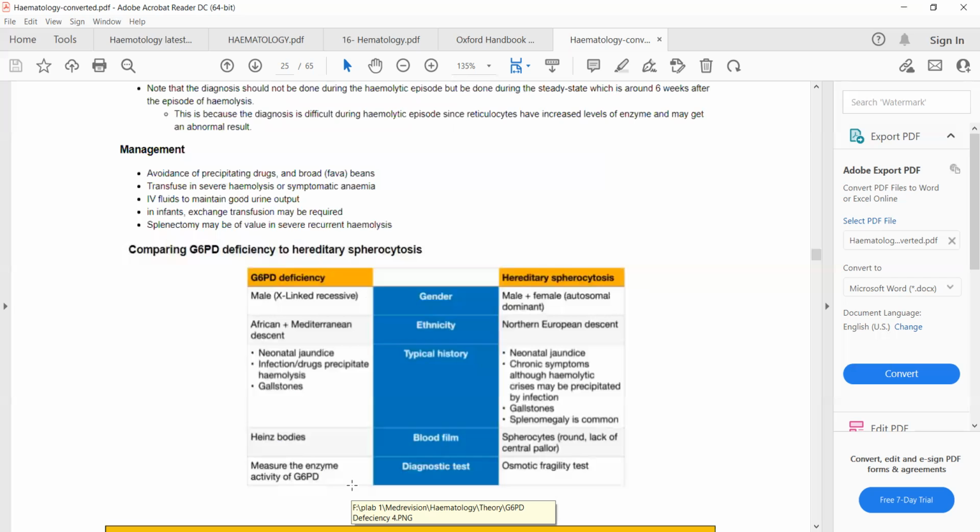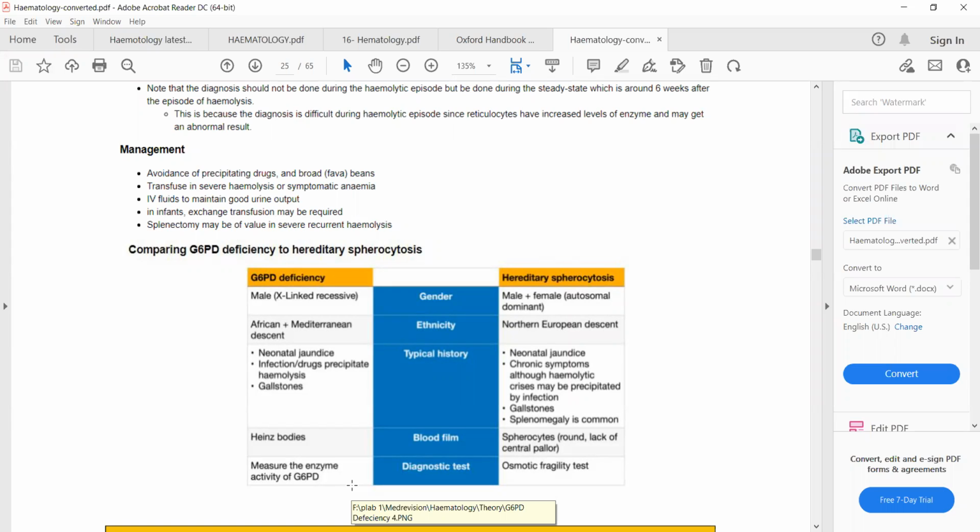Now, a comparison of G6PD deficiency with hereditary spherocytosis. One difference between these two is that G6PD deficiency is an X-linked recessive disease, so it will mainly affect males, while hereditary spherocytosis is an autosomal dominant disease, so it affects males and females both. And the second difference that you need to remember is that G6PD deficiency is common in African and Mediterranean descent, and hereditary spherocytosis is common in European descent.